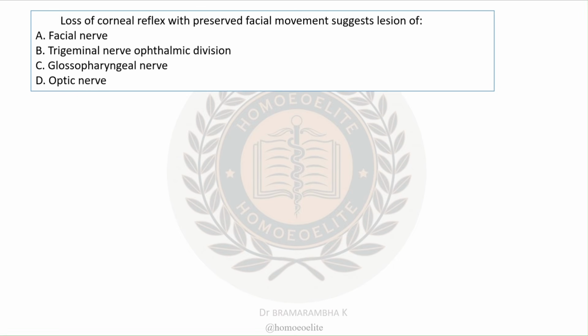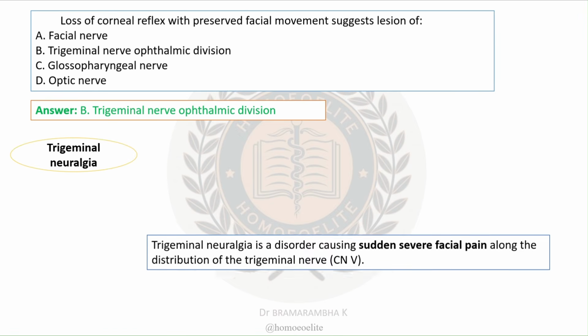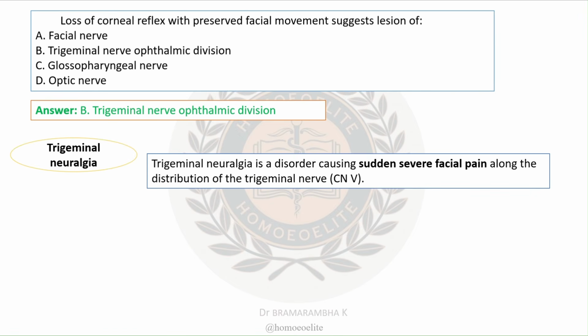So next is the trigeminal nerve ophthalmic division. This is the one that causes loss of corneal reflex, whereas facial movement is present.